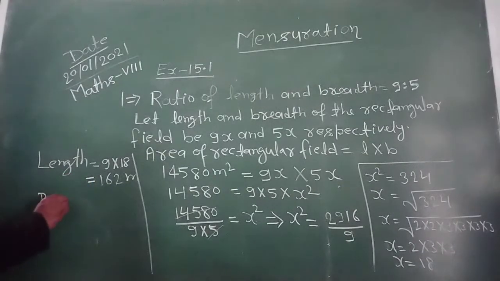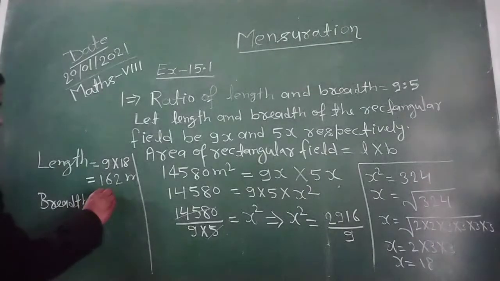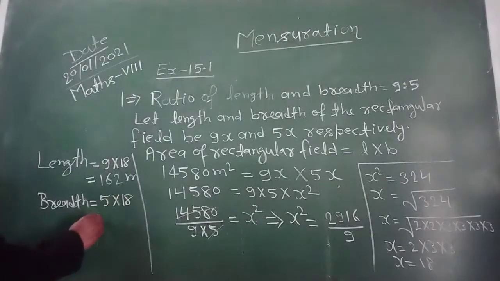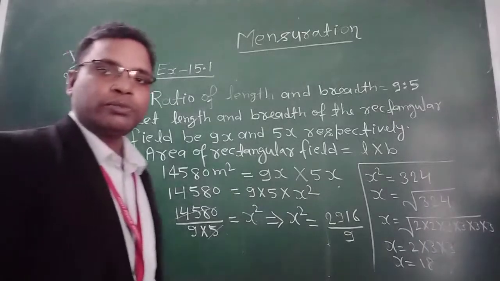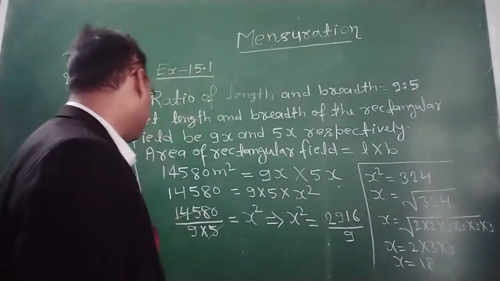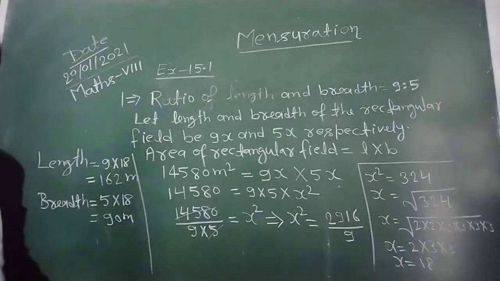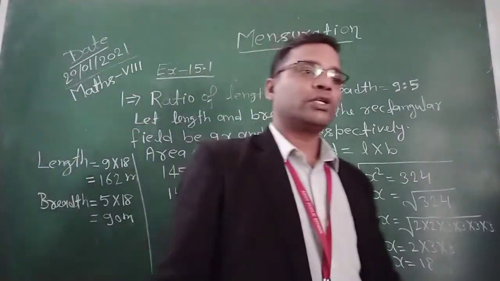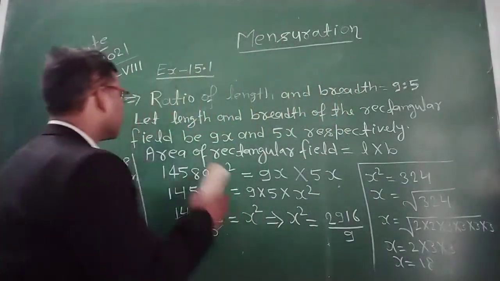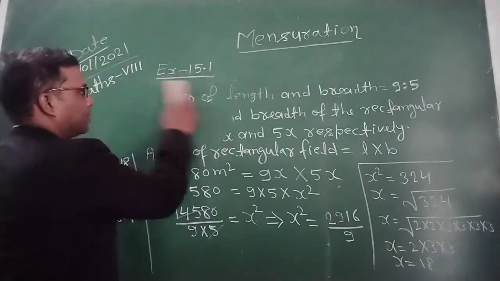Breadth is equal to what? Breadth is equal to 5x. 5 into 18, this is equal to 90. So here you can see length is 162 meter and breadth is 90 meter. This is clear? Now we need to find the perimeter of the rectangular field.